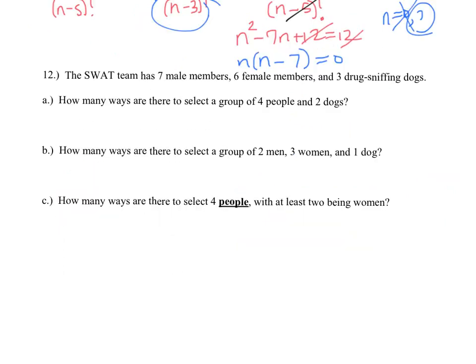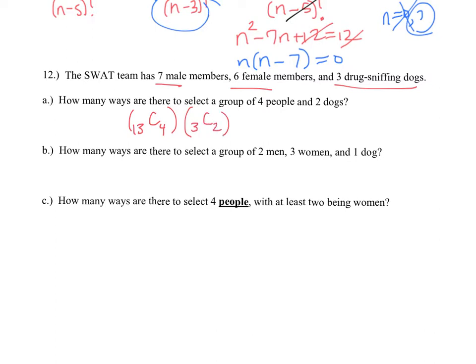The next problem I'm going to focus on is problem 12. In this problem we have 7 male members, 6 female members, and 3 drug-sniffing dogs that make up the SWAT team. The first question says, how many ways are there to select a group of 4 people and 2 dogs? So I need to choose 4 people, and there are a total of 13 people when you put together the males and females. So I'm first going to do 13 choose 4, and then I'm going to choose 2 dogs, and there are 3 dogs to choose from, so I will have 3 choose 2.